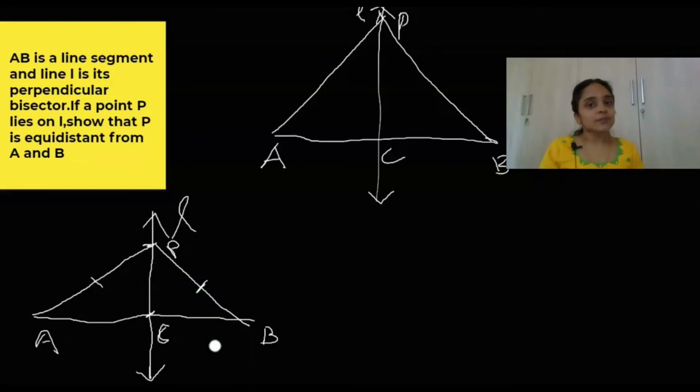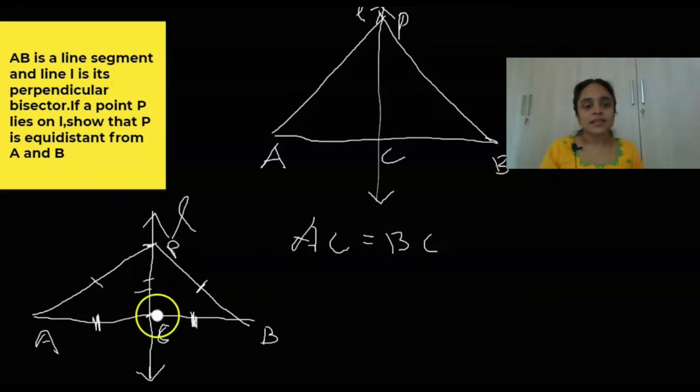Now we have to prove that AP is equal to BP. We can prove that by using the SAS congruence rule. How? This is the perpendicular bisector of AB, which means this line divides the line segment AB into two equal parts. That is, AC will be equal to BC, right? Now, is this equal to CP or PC? Yes, because this is common to both the triangles.